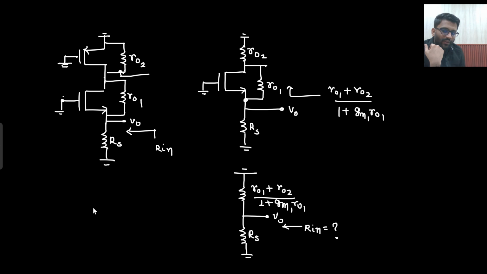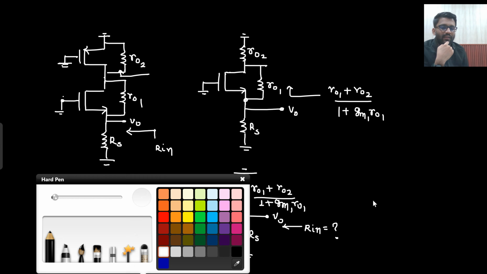What will you say? From V0 I need to check, no? From V0 I need to check. So what will I say? From V0 to ground I get one resistance R1. And from V0 to ground I get another resistance R2. So the answer will be R1 parallel with R2. So from V0 to ground I get this resistance and from V0 to ground I get RS resistance as well. So what will be the value of Rin?